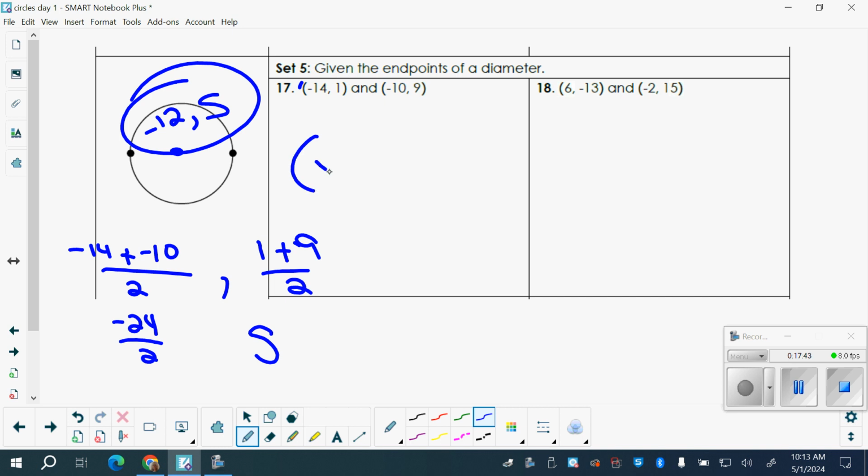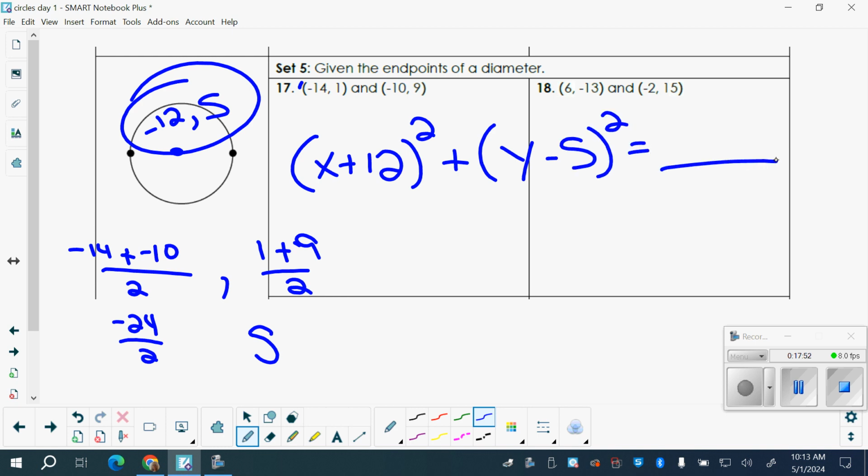Go ahead and go x plus 12 squared plus y minus 5 squared, and then get that guy. How you get him, which one you use, is totally up to you. I'm going to walk around and see if anyone needs me. You are doing so good.